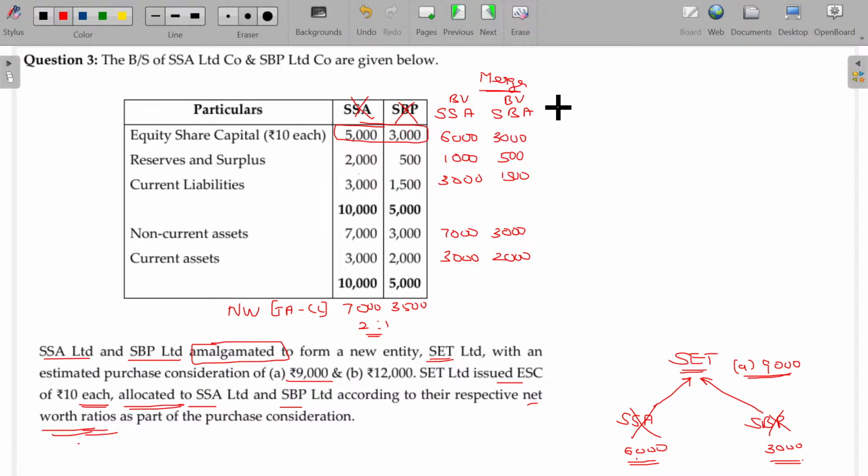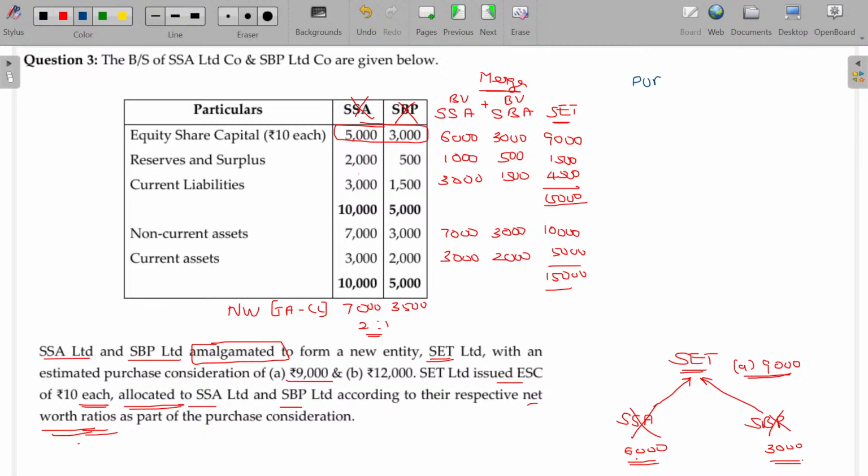Now, SET after merger. It's nothing but line by line addition. 9,000, 1,500, 4,500, 10,000 and 5,000. The overall value is 15,000. So we have completed the merger method.